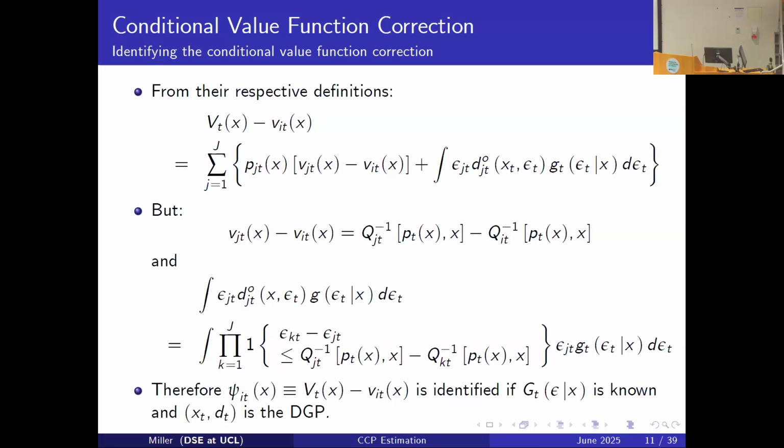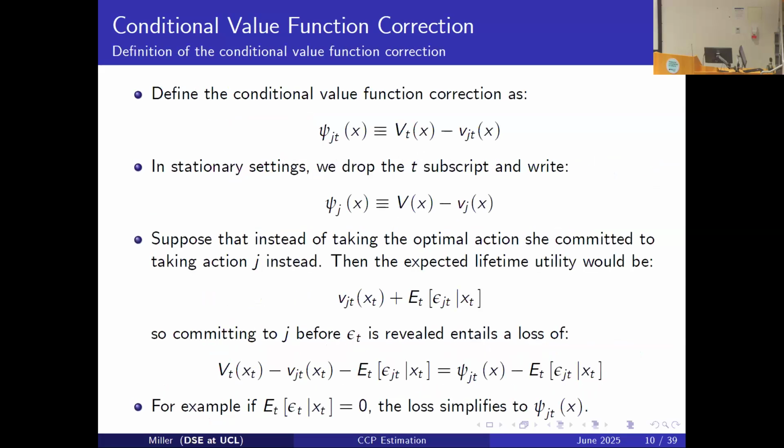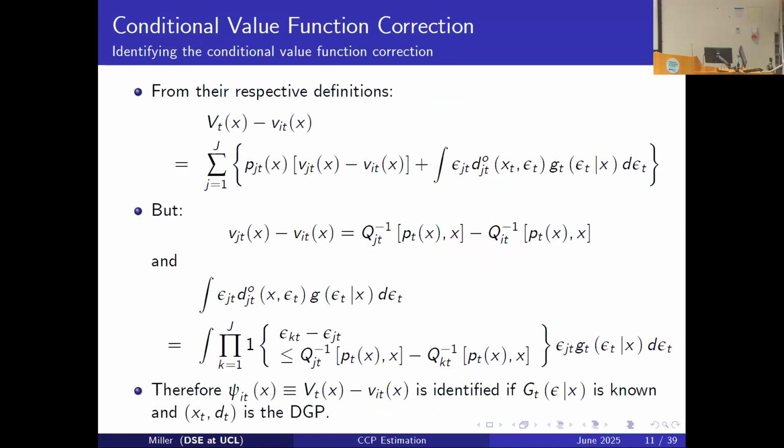Firstly, this correction is actually identified. This thing here is identified, okay? So I want to prove that. Well, let's look at the difference between the social surplus and v_it. That's the definition for the psi of it. I'm just expanding it out now. I'm putting in the optimal behavior, because there's the optimal behavior for this guy. And then I'm putting in the conditional value function here.